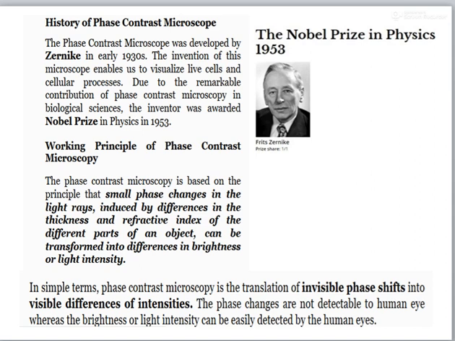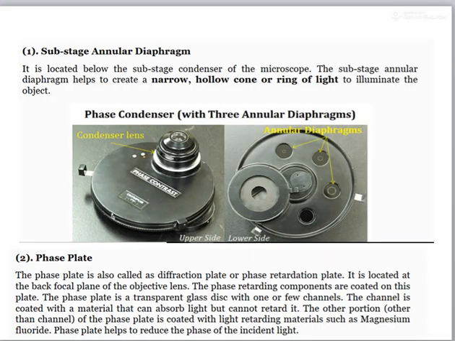Now, what is a phase change and all that? We are coming to that. But before that, let's see what produces a hollow cone of light in a phase contrast microscope. In the case of phase contrast microscopy, two different adaptations are there. One is the presence of an annular diaphragm, and the second is the presence of a phase plate. These two things are needed for the phase contrast microscope.